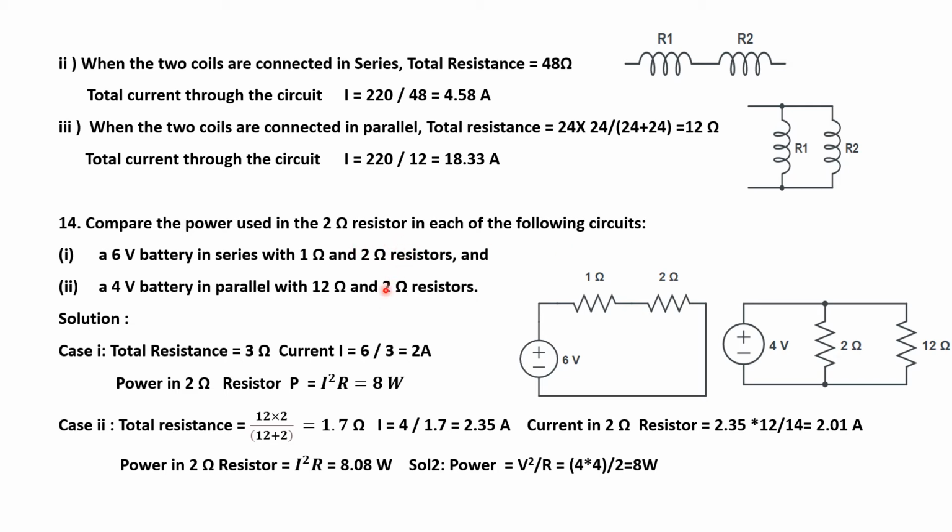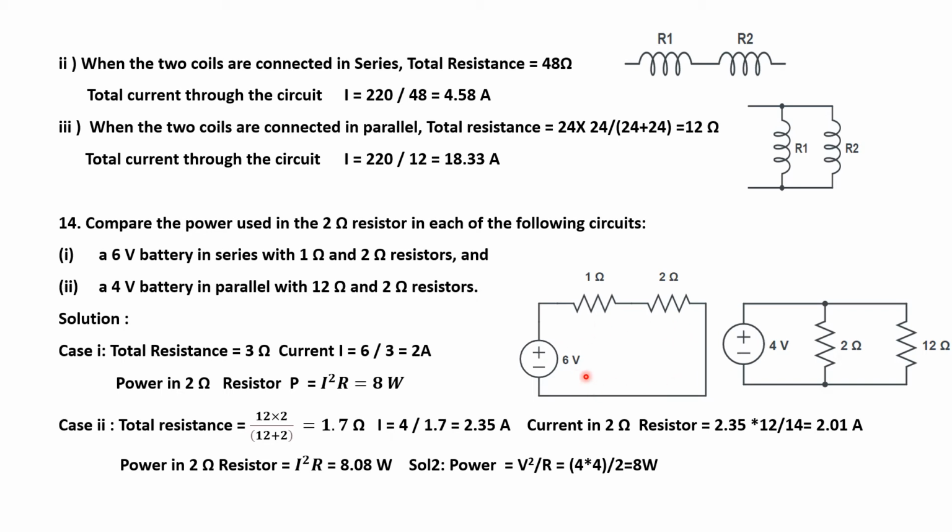The first circuit is a 6 volt battery in series with 1 ohm and 2 ohms resistors. So a 6 volt battery is connected in series with two resistors of values 1 ohm and 2 ohms. Since they are connected in series, the current is going to be the same throughout.